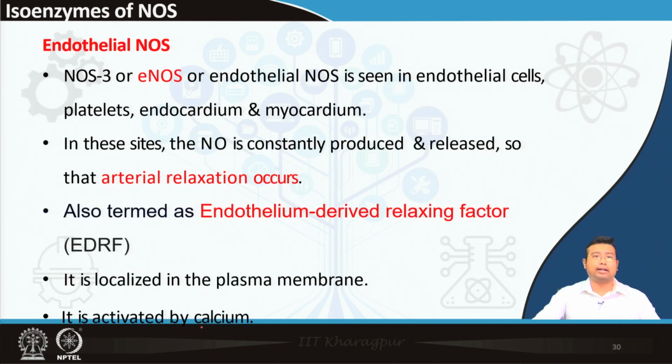The third variety is endothelial, very important, eNOS. It is in endothelial cells, platelets, endocardium and myocardium.